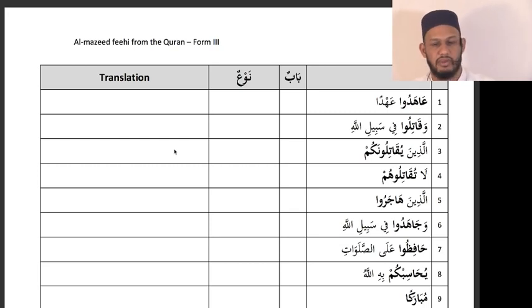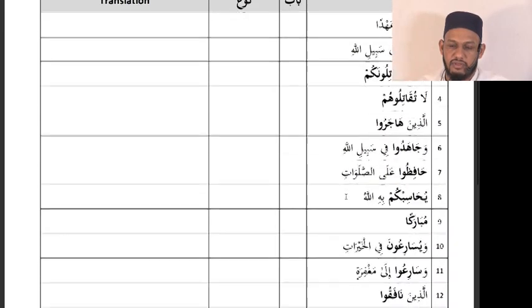Okay, so number 1, Ahadu Ahdan. The word Ahd is a promise. So Ahadu means to make a promise. Number 2, Waqatilu fi sabilillah. I'm just giving you vocab for now. Qatilu, you know, qatala means to fight. Number 3, yuqatiluna means to fight. 4, qatala, fight. Hajra means, number 5, to immigrate.